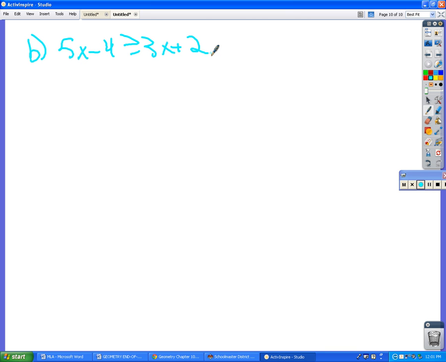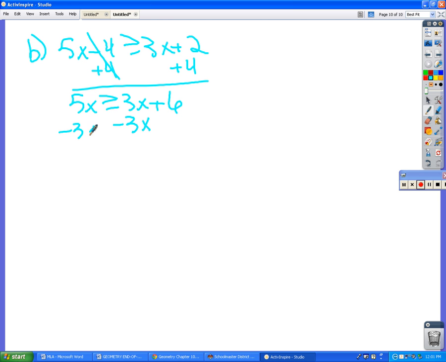But they're on opposite sides of the inequality, so it's not really combining. You want to add 4 first? Now what? Minus 3x from both sides. Now what? Divide by 2. So the solution of this one is x is greater than or equal to 3, right?